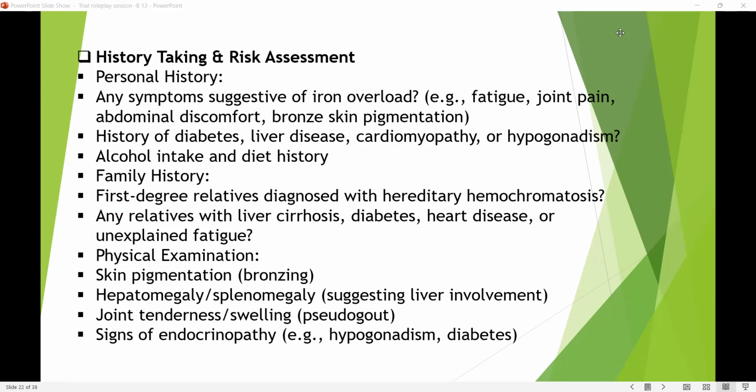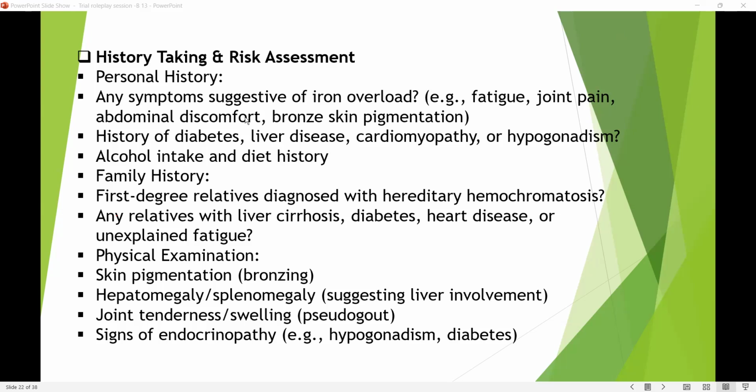You can ask, John, do you have any symptoms at this moment, like fatigue, joint pain, any discomfort, any pigmentation of the skin? And then ask, do you have any history of diabetes, liver problem, heart problem? Ask about alcohol history and also about diet history, and whether any first degree relatives apart from dad have a similar situation. Physical examination is not your task.